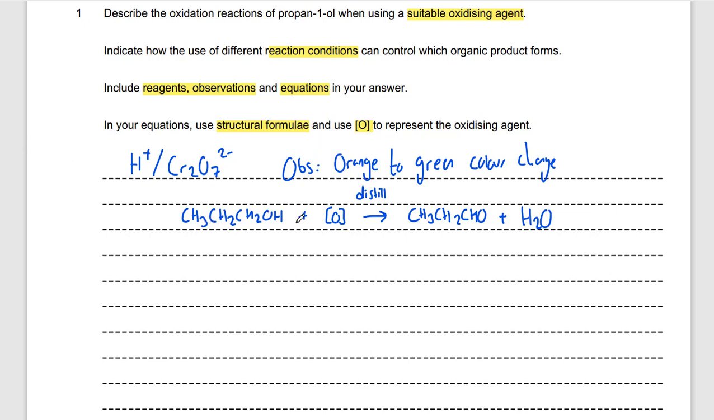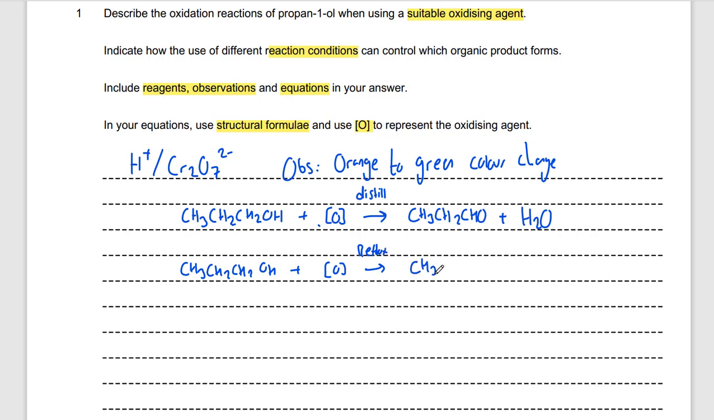We've got 3 marks, 4 marks here from the distillation. The final couple of marks now is just doing the second reaction. Now, obviously, if we do propan-1-ol again, there's a second reaction we can do. And we're going to add O again, and we're going to reflux this time. We're going to go full oxidation, and we're going to form a carboxylic acid.